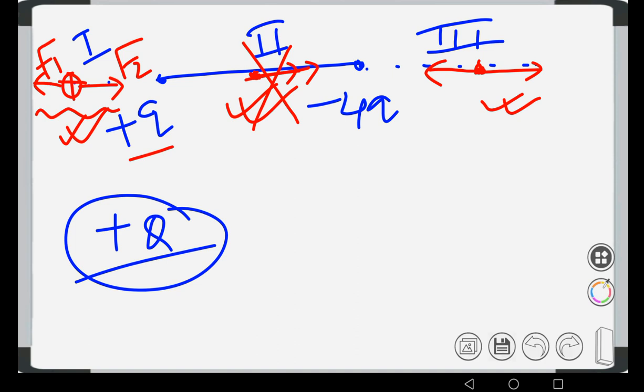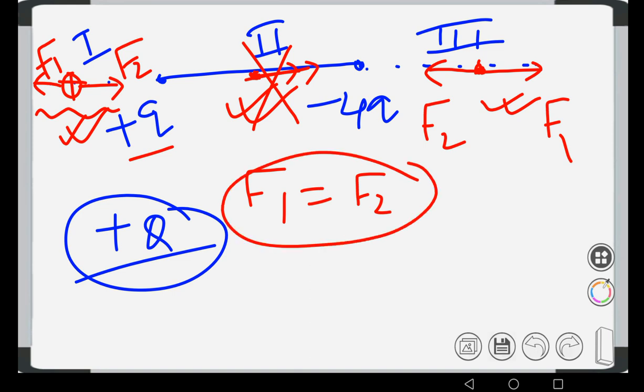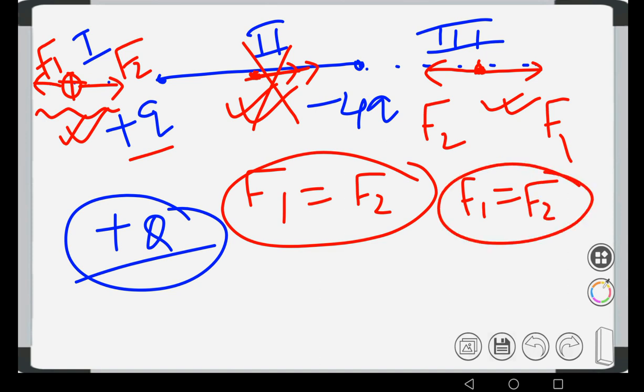Here also, the force applied by plus Q is assumed to be F1 and the force applied by minus 4Q is assumed to be F2. Then see here, this is a very important point: in region 1 we can have F1 equal to F2 in magnitude, but in region 2 we can never have F1 equal to F2. This is a very important point.